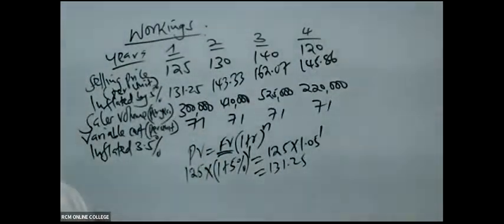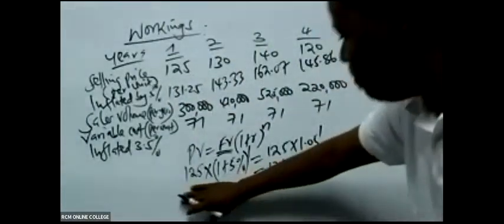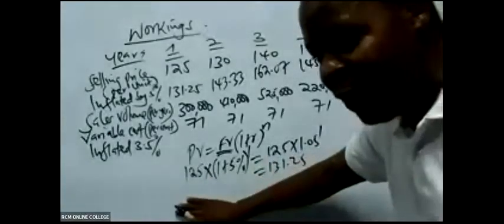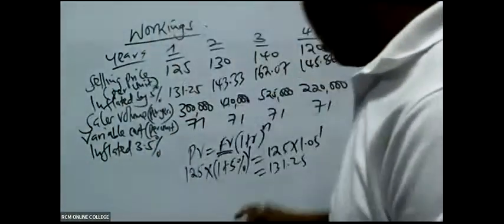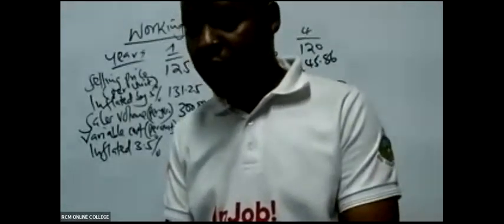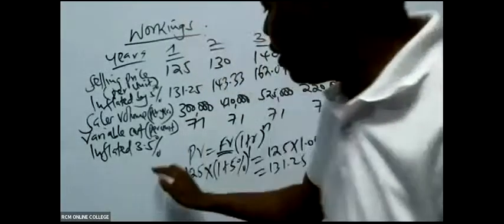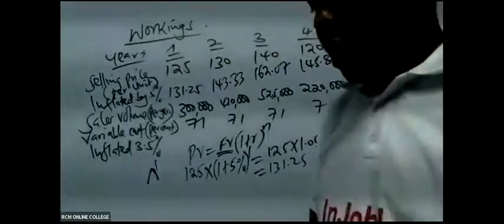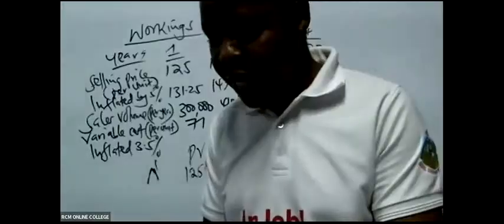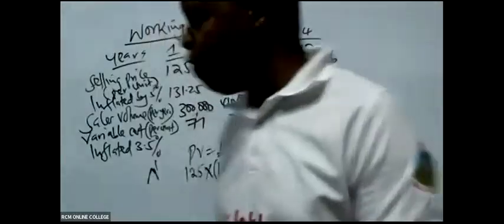So we are getting 131.25. Can you take 125, multiply by 1.05, then go to your calculator, use that symbol here, and raise it to 1, year 1. You will get 131.25.